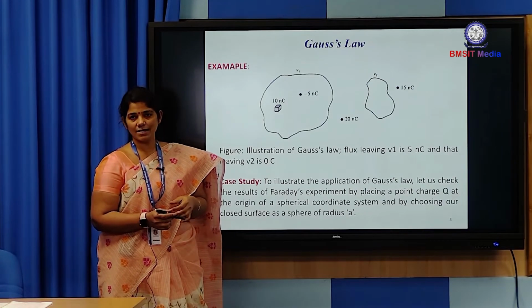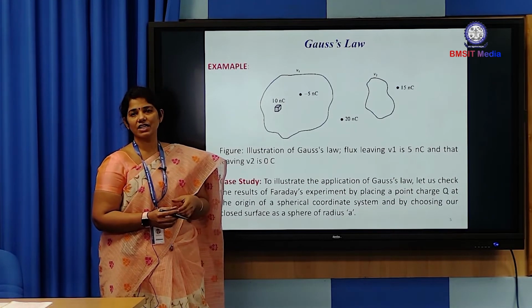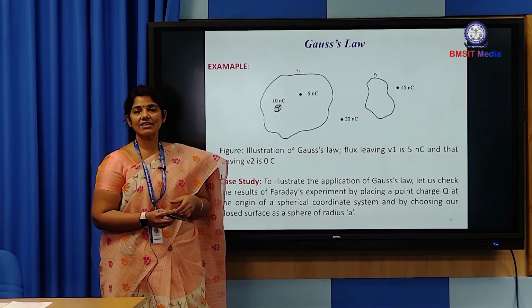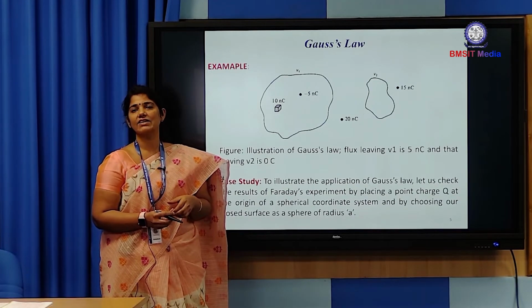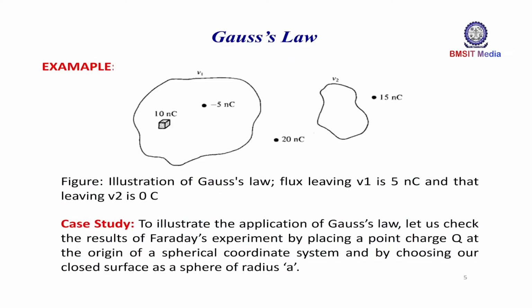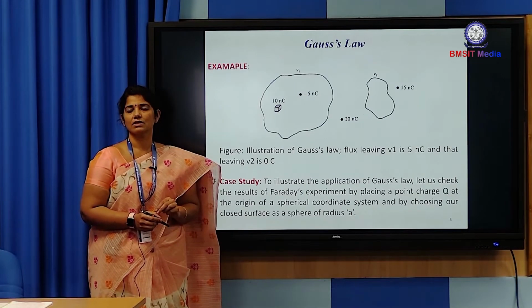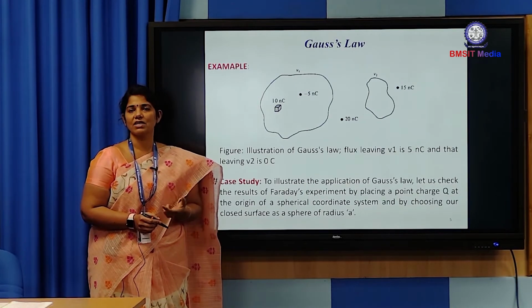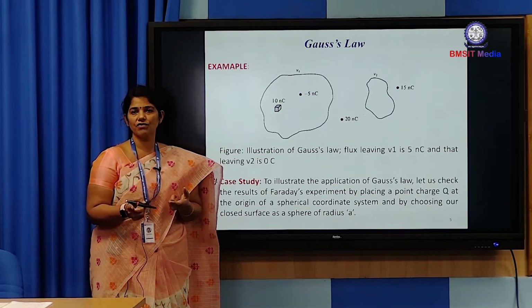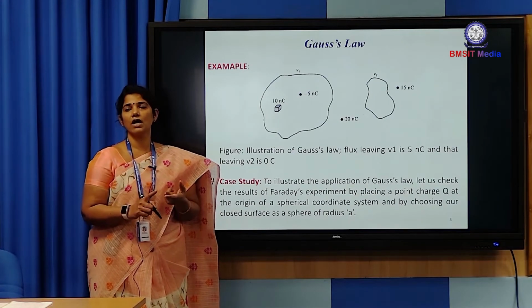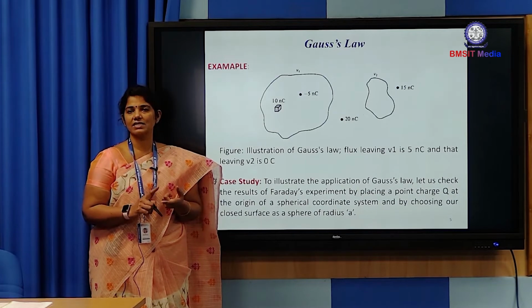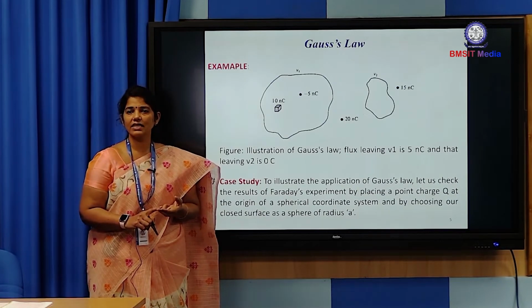When it is not symmetric, it is very difficult to find the electric field intensity E and electric flux density D. Therefore, when you are applying Gauss law, the charge distribution should have the symmetric condition. When it is not obeying this symmetric condition, then you should go with Coulomb's law to determine electric field intensity E and electric flux density D.